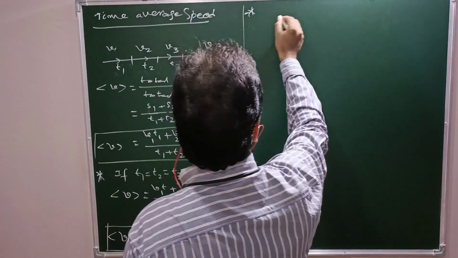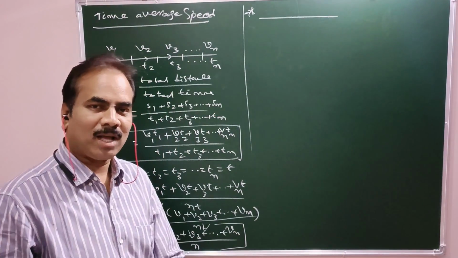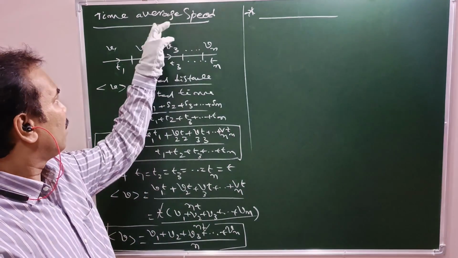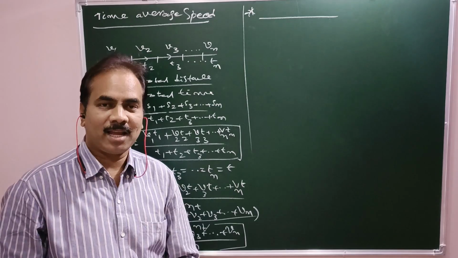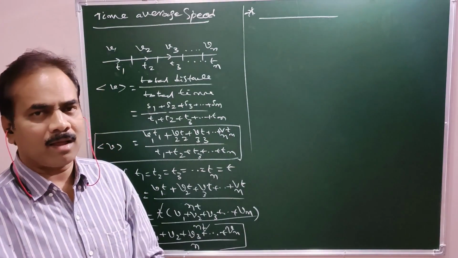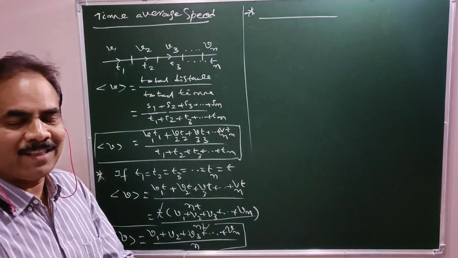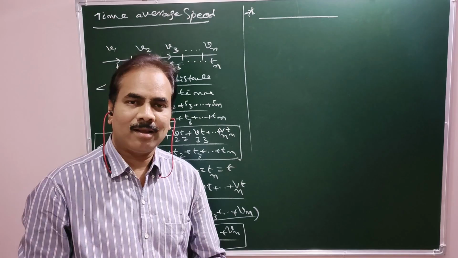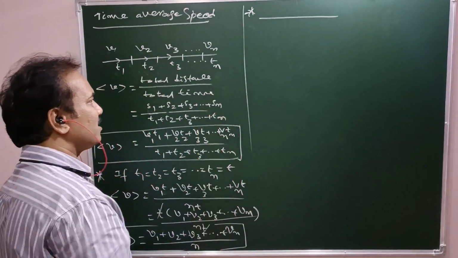See, for example, this is the path followed by a particle. It may be a curved path or a straight line path, whatever it is. Why? Because in the case of average speed, it is the distance covered divided by the time taken. As distance is a scalar, average speed is also a scalar. So we don't bother about the shape of the path, whether it is a straight line path or a curved path. So the formula can be applied in both cases.